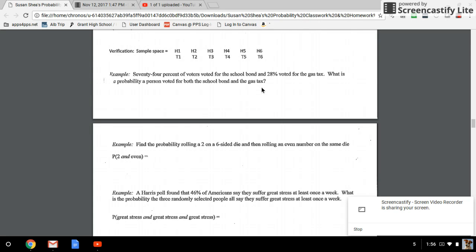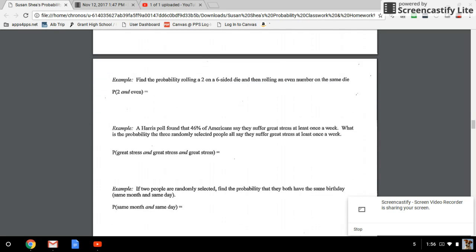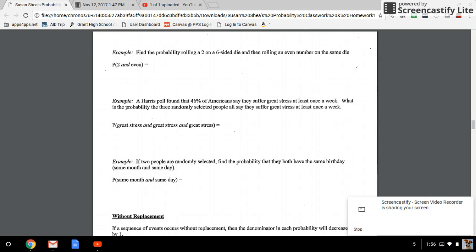For instance, 74 would be 0.74 and 28 would be 0.28. So the chance of you voting for both the school bond and the gas tax is 0.207, so that's 0.21 or 21%. Okay, these are some great examples right here. It would be probably helpful if you work on these right here.